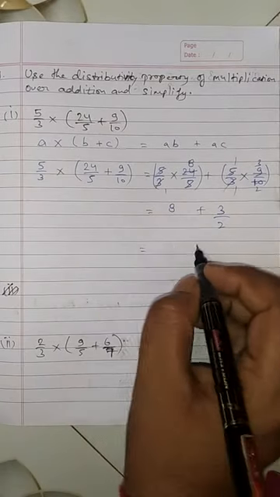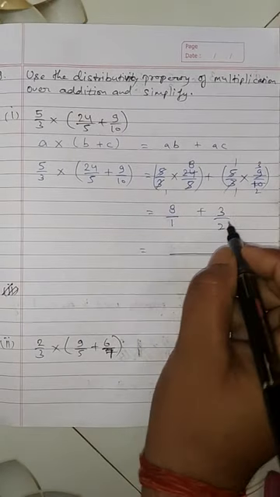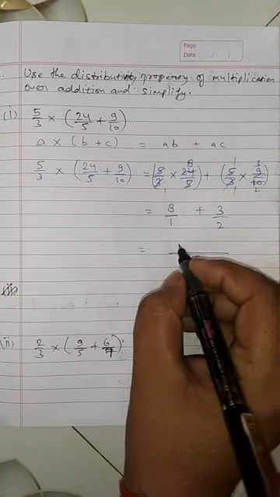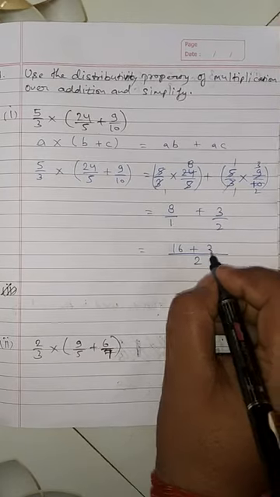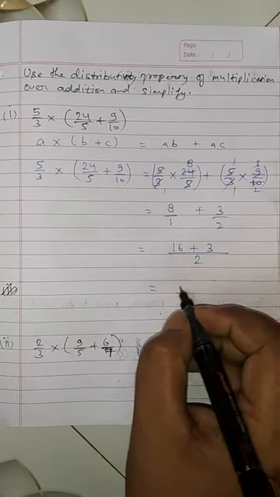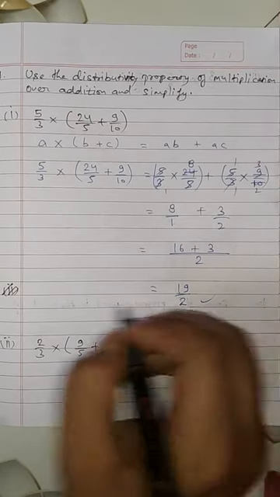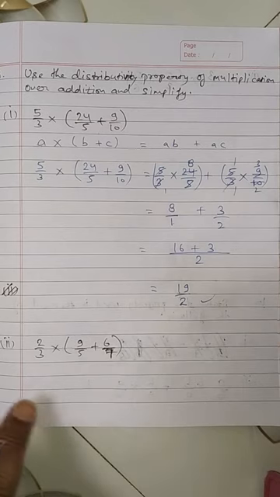Now we'll put here 8 upon 1. The LCM of 1 and 2 is 2. 2 divided by 1 is 2 and 2 eights are 16. 2 divided by 2 is 1 and 1 into 3 is 3. 16 plus 3 is 19. 19 upon 2 is the correct answer. Second case will be done by you in homework.